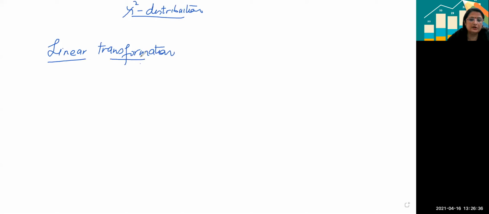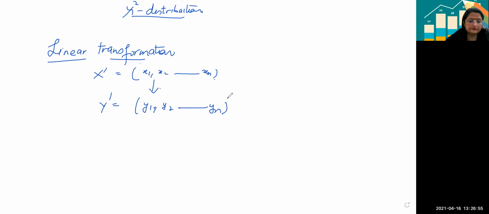So what is the meaning of linear transformation? Suppose we have a set of variables x dash having the values x1, x2, so on up to xn, and it is transformed into a new set of variables y dash having the values y1, y2, so on up to yn by means of linear transformation, right? So how will it be written?